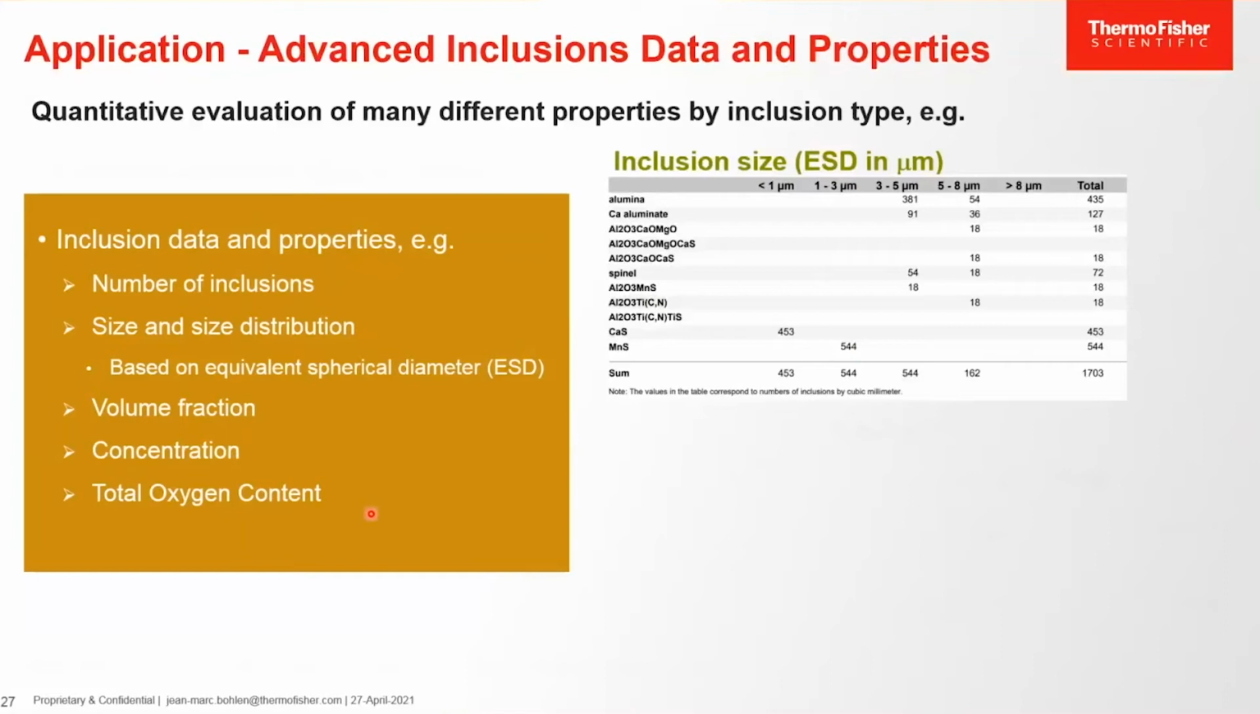This is an example of inclusion size distribution obtained with this kind of method. You have here different types of inclusions: alumina, calcium aluminate, spinel, calcium sulfide, manganese sulfide, and you have, for different size classes and for all the size classes together, the number of inclusions that are monitored.